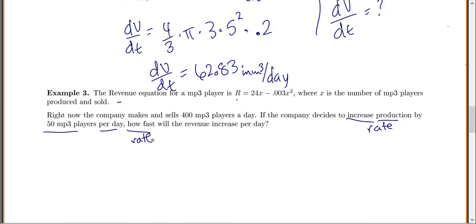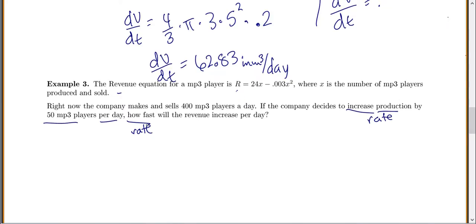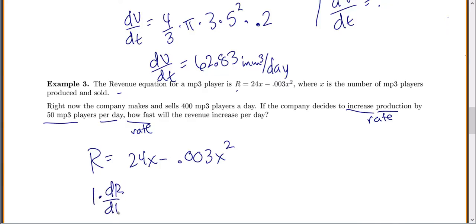And then you set up your problem and do like we did up above. So you take your equation of R equals 24x minus 0.003 x squared, and you take the derivative like normal. So derivative of R would just be 1, but you have to tack on dR/dt because revenue is some function of time. Okay, because it was asking how fast will revenue increase per day, so it's talking about revenue with respect to time, so you know you have to do a dt.